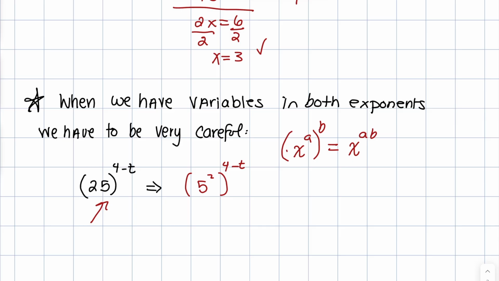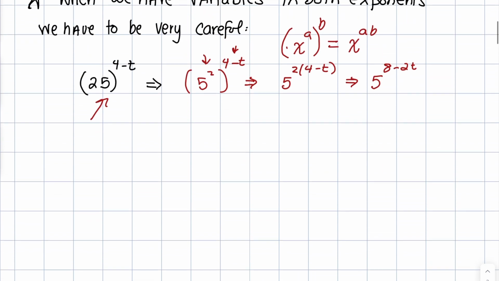Now, you have to be very careful. Since this is a 2 here, and this is an expression, we need to write this as 5 to the 2 times 4 minus t. That's how we write this, and then we would distribute, so I get 5 to the 8 minus 2t. You have to be super careful. If you just distribute the 2 onto the 4, you will get this problem wrong. So be very, very careful when you are rewriting things like that.